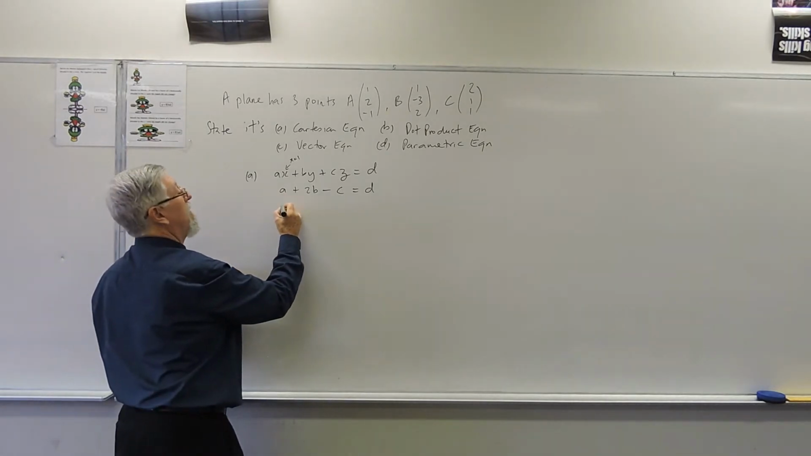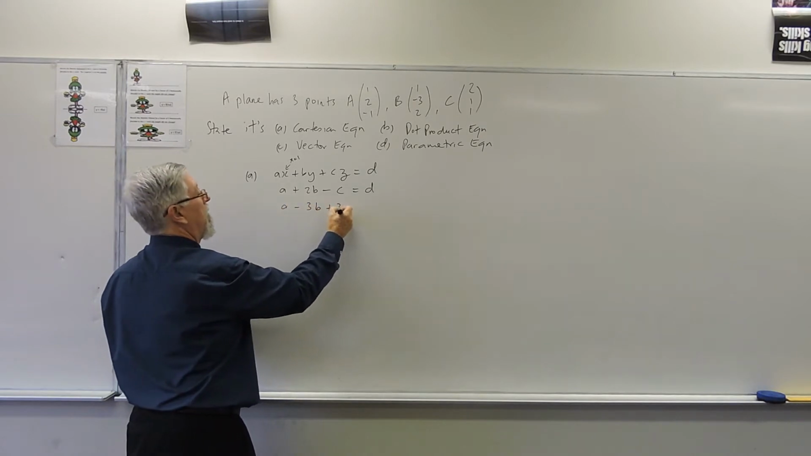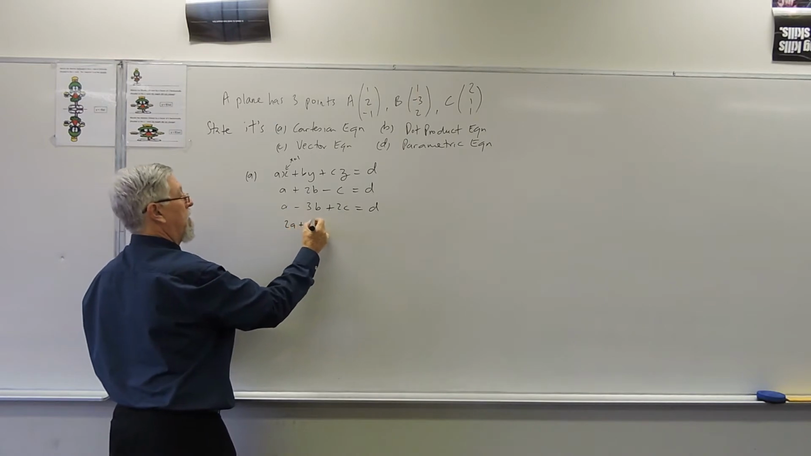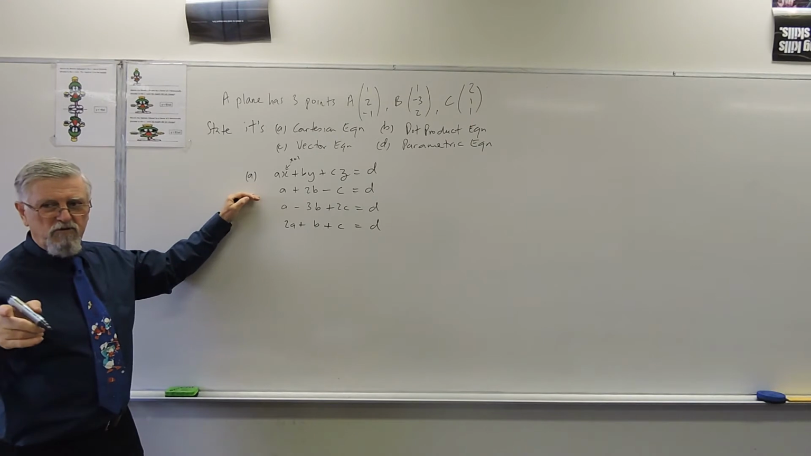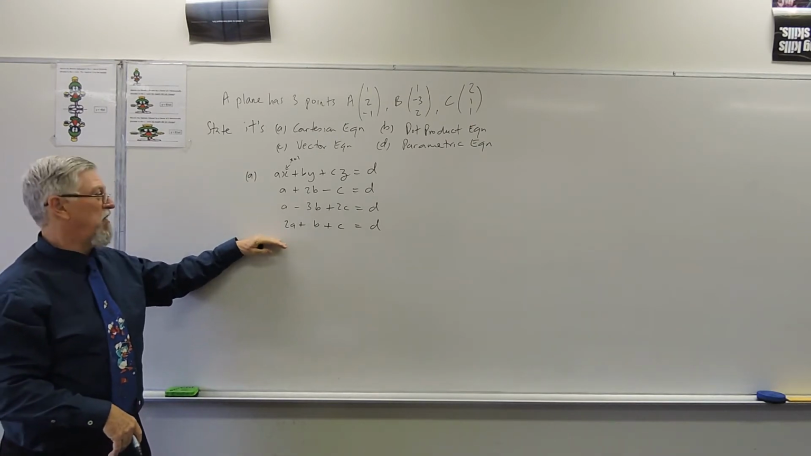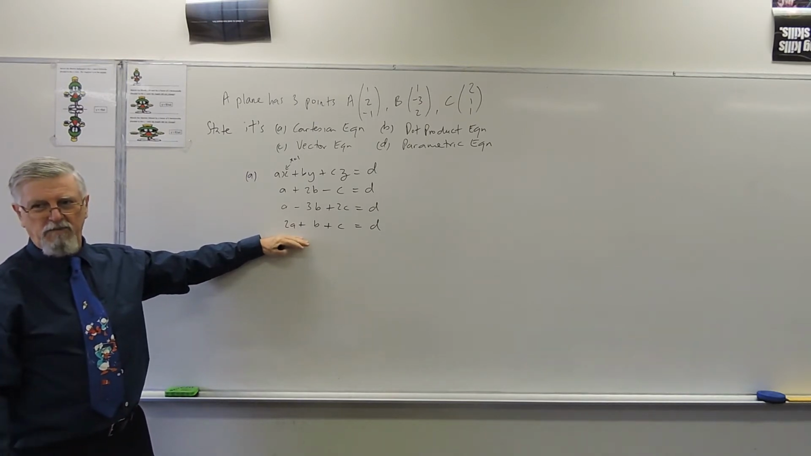Next one. Yeah, what is the dot product? A take 3B plus 2C equals D. Yeah. And 2A plus B plus C equals D. Now we could solve that with simultaneous equations, not using substitution, using elimination, but really that's in our next chapter. For the moment, we can go and do that, or you can pick up your ClassPad and give me an answer.